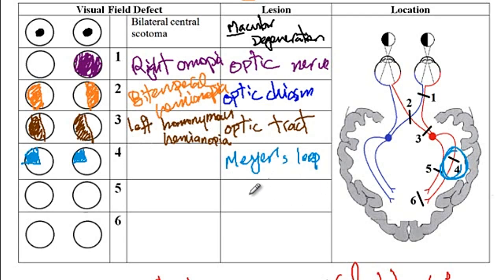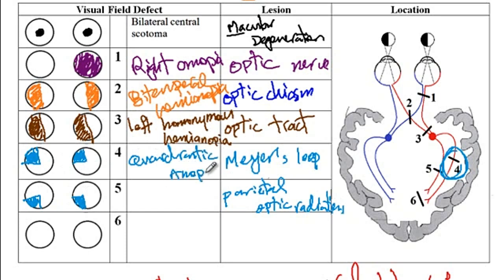And then patients that have lesions of the parietal optic radiations, which are innervating the superior part of the retina, will have defective visual field in the inferior part. So on the top part, number 4, we have left upper quadrantanopia, while with number 5, which is lesions of the parietal optic radiations, we have left lower quadrantanopia.